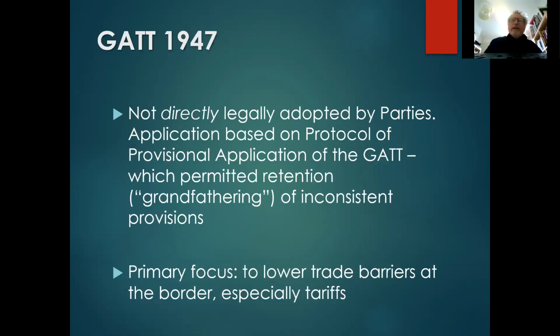So, and here we get into slightly complex legalities. GATT 1947 was not directly legally adopted by the parties. So to become a party to GATT, you didn't legally adopt GATT itself. Instead, when you joined GATT, you had to sign the so-called Protocol of Provisional Application, right? And the Protocol of Provisional Application allowed the retention of inconsistent provisions. So although you sign up to GATT, it doesn't mean that your national laws and regulations must be completely compliant with all the articles. You have inconsistent provisions, and those could be retained.